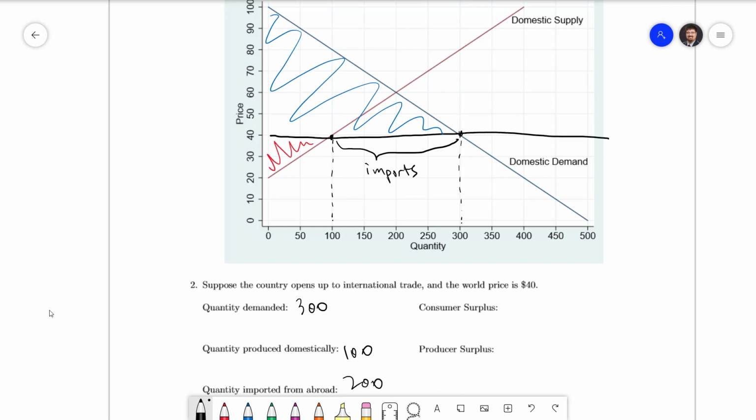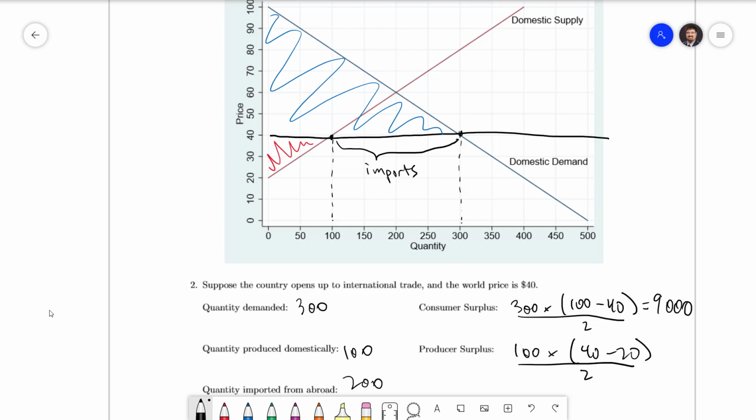Consumer surplus is now this whole triangle, and producer surplus is this small triangle. Consumer surplus has a base of 300, a height of 100 minus 40, which is 60. Divide that by 2, we get 9,000. Looking at the producer surplus, we have a base of 100, a height of 40 minus 20, which is just going to be 20, divided by 2. That comes out to 1,000. We see that consumers are better off and producers are worse off.